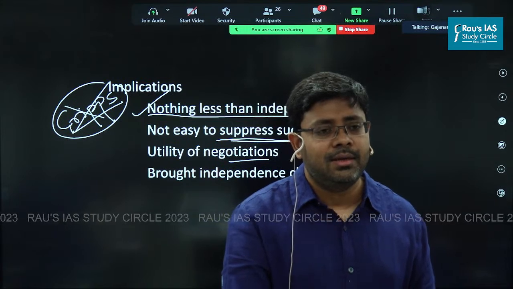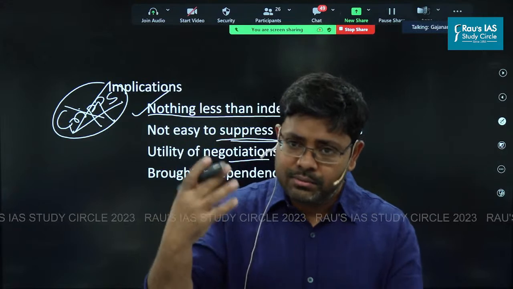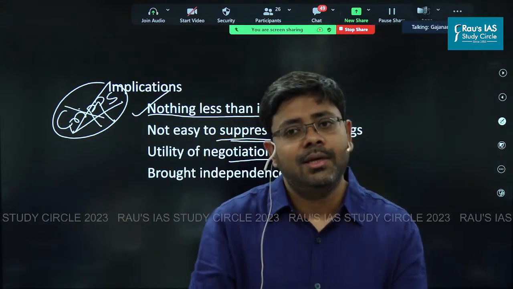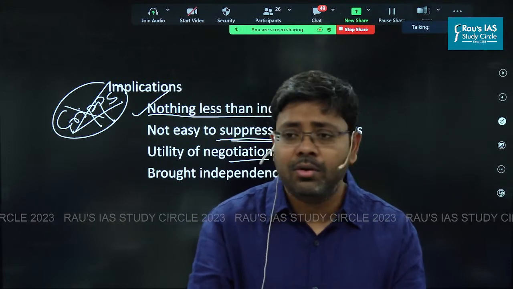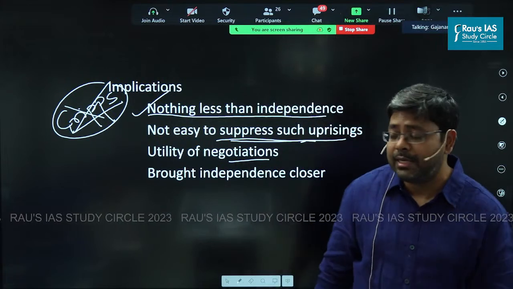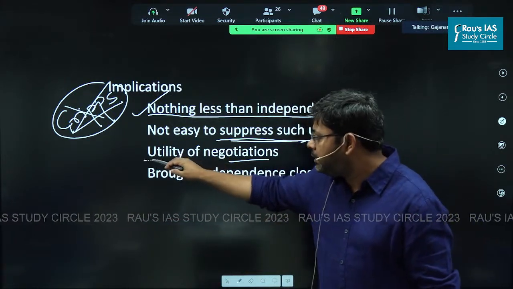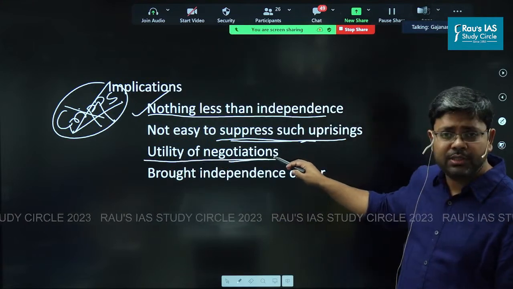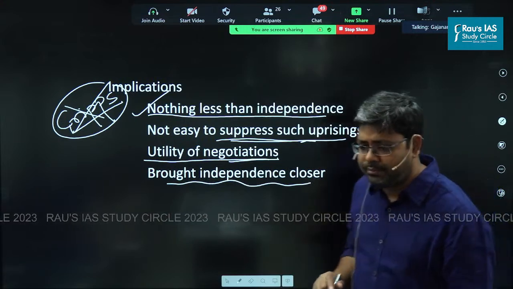So, if the Quit India movement failed in its immediate objective of getting independence, you cannot just compare a movement on its immediate achievement, because on that parameter, the Swadeshi movement also failed, the non-cooperation movement also failed, and the civil disobedience movement also failed. The longer implication was very important. It convinced the British that it was good to go for negotiations, and then it certainly brought independence closer.